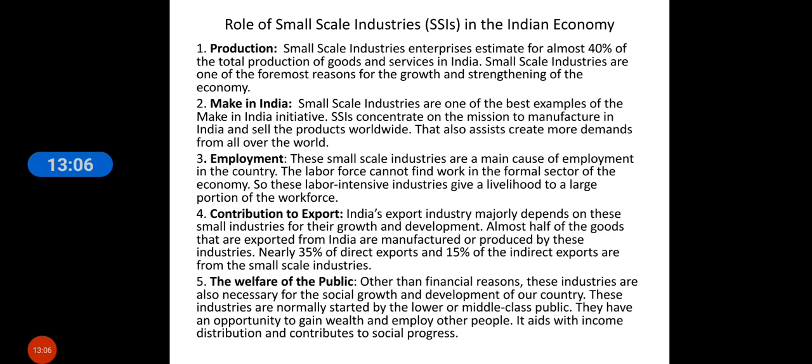Then the welfare of the public. Other than financial reasons, these industries are also necessary for the social growth and development of the country. These industries are normally started by lower or middle class public, and they have an opportunity to gain wealth, employ other members, and it aids with income distribution and contributes to social progress.